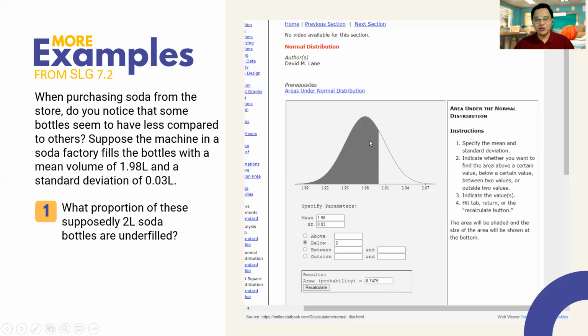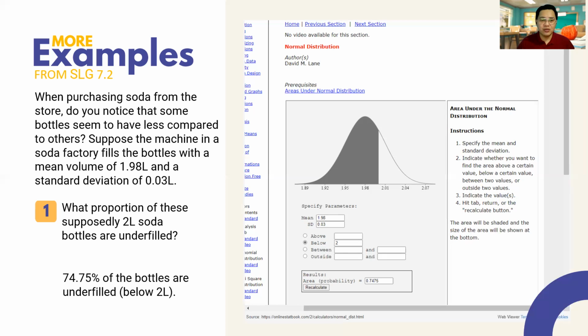We should be able to see a visualization of the area we're interested in and the percentage. According to the calculator, this area covers 74.75% of the area under the normal curve. What it means in the context of our problem is that 74.75% of the bottles are underfilled, or below 2 liters. So the factory should be concerned, because 74.75% is quite a huge number.